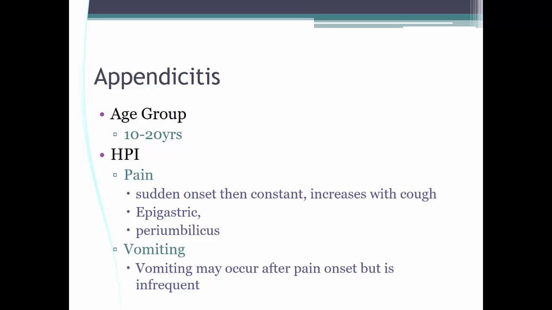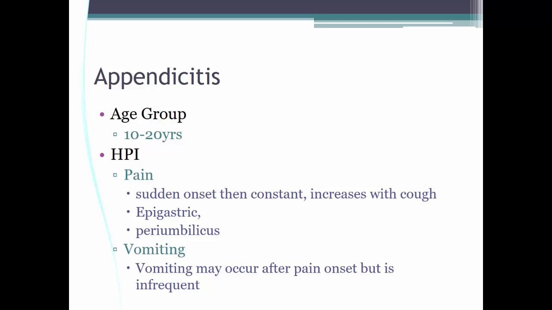50% with the typical manifestations and 50% with atypical. It most commonly occurs between 10 and 20 years of age, but it could go up to 30, and is not common at all in the elderly population. Etiology, as previously stated, is thought to result from obstruction of the appendix lumen, typically by a fecalith or foreign body. It could even be a parasitic infection, so worms can be located in the appendix.